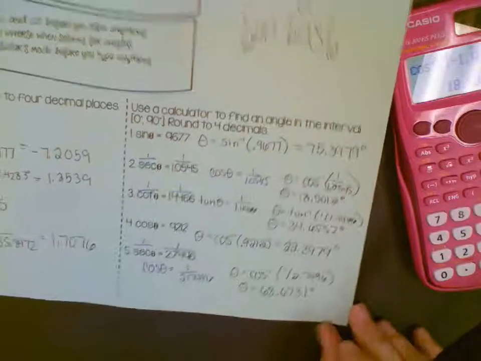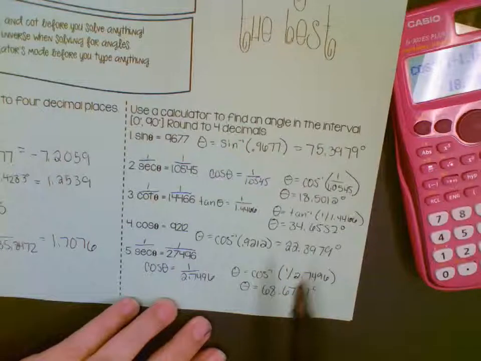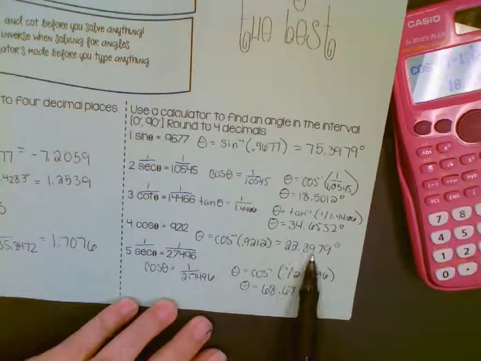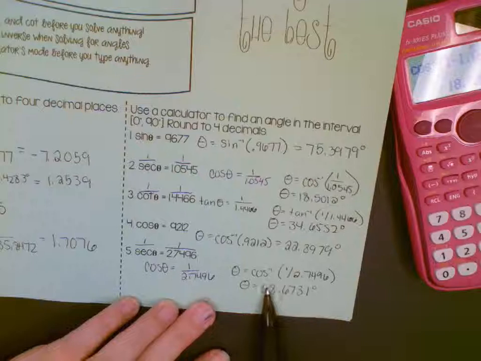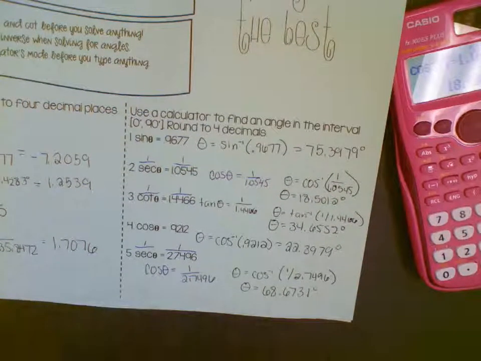Okay, welcome back. So for number 3, I got 34.6552. Number 4 is 22.8979. And number 5 is 68.6731. So if you have any questions on any of those, make sure you write them down, and we'll talk about them next class. We'll also talk about how to cut these out and put them in your notes.